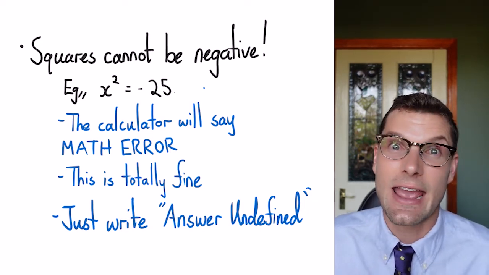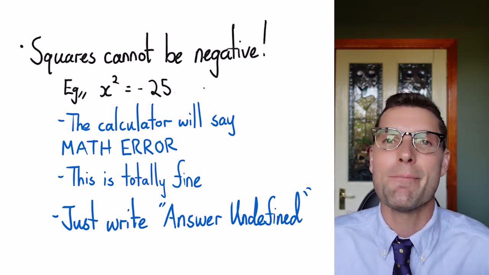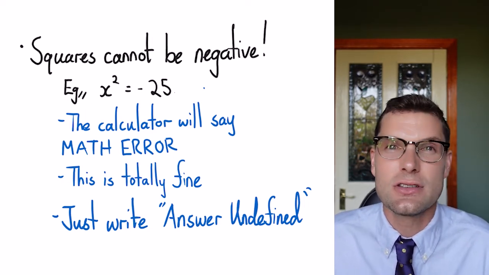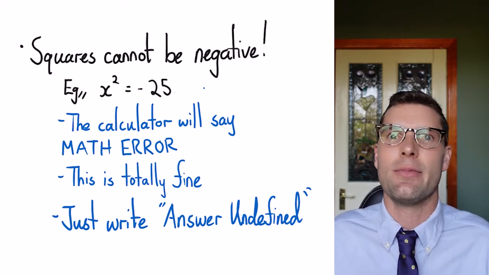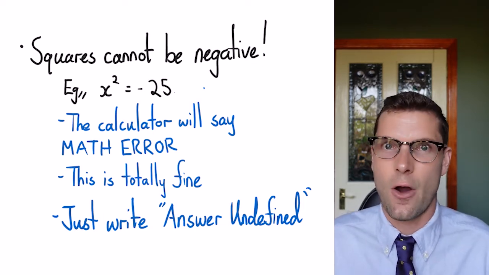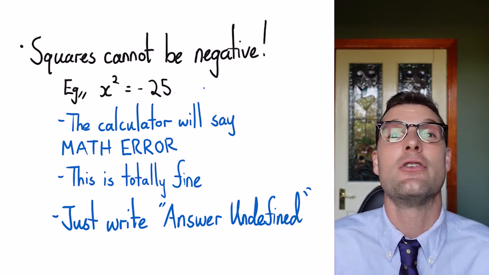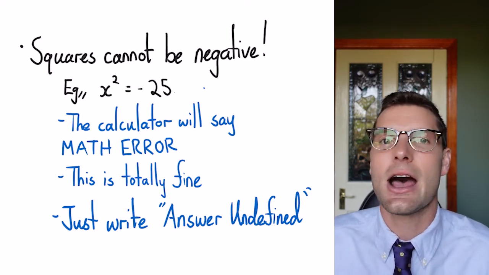If you throw this into your calculator, so the square root of minus 25, it's going to say in big letters, math error. Students of mine think that they've made a mistake because they're like, oh, well, the calculator can't be wrong. Yeah, I must have made the mistake. But this is totally fine. The math error here is actually telling you that you've done it correctly. All you've got to write down there is answer undefined.